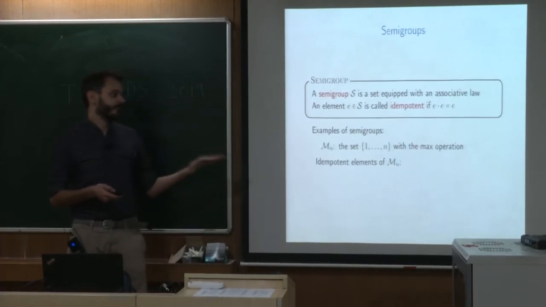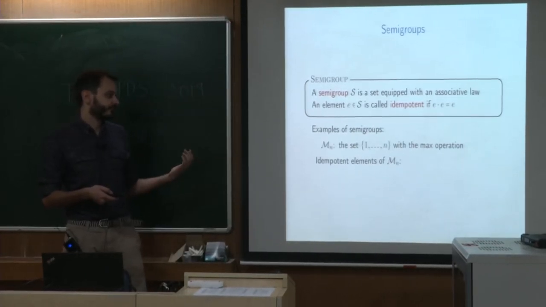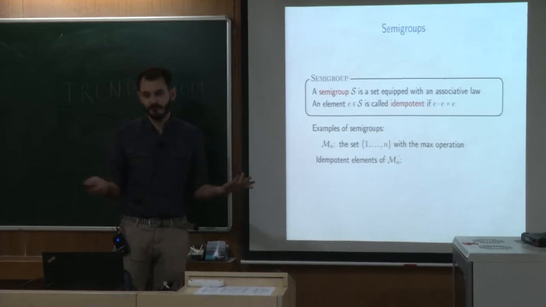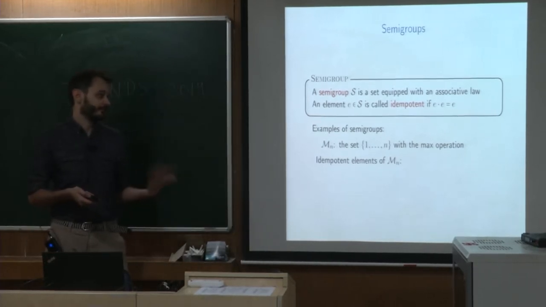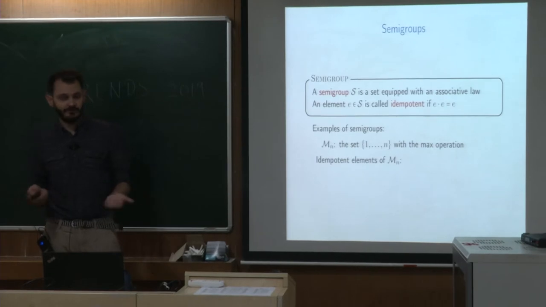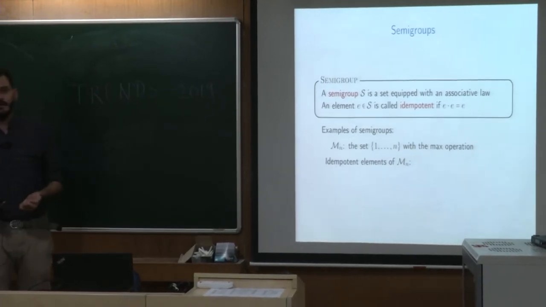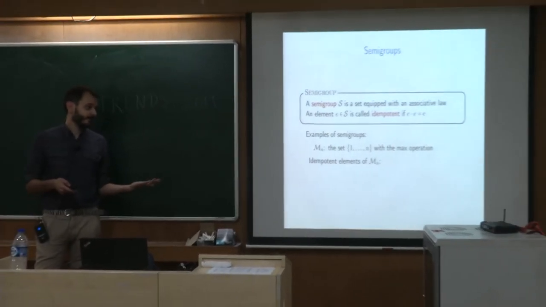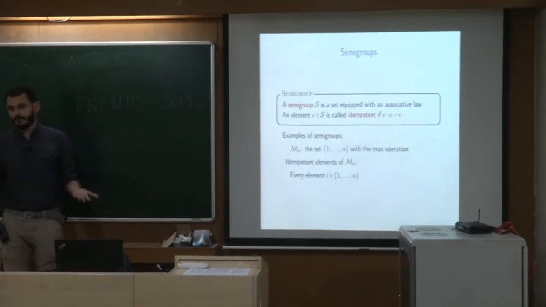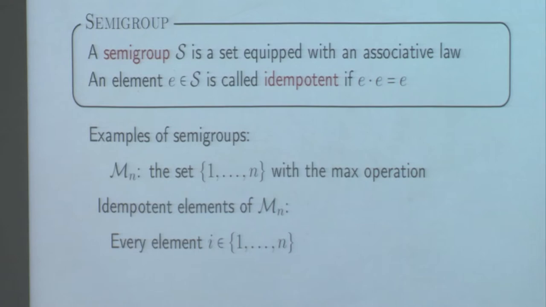So for example, if you take the max semigroup Mn, which is the set of n integers with the max operation, well, this is clearly not a group. And what we can see in this particular semigroup is that every element is an idempotent. If you take any i, the max between i and itself is, of course, itself.